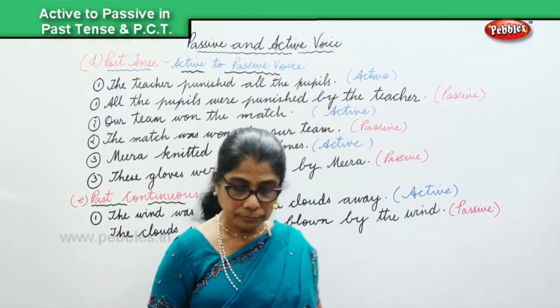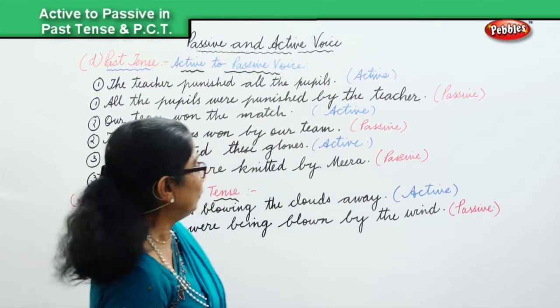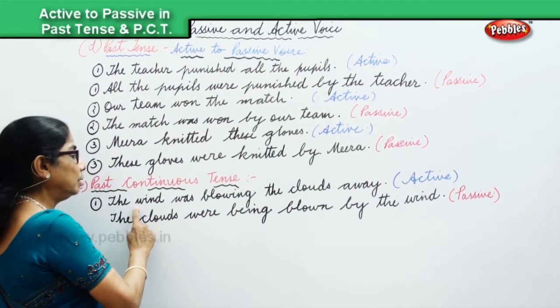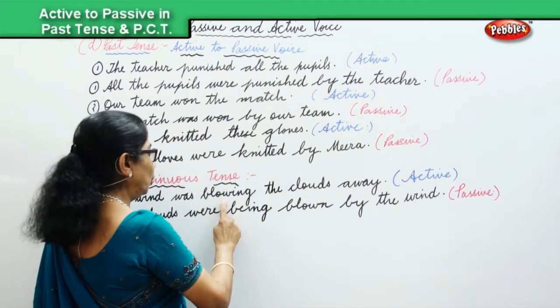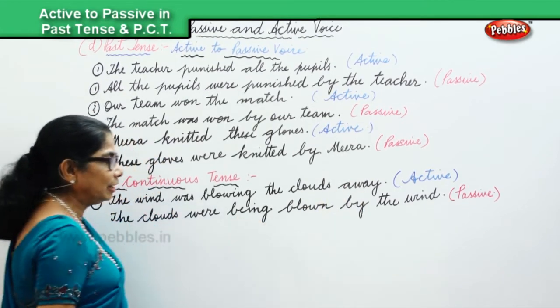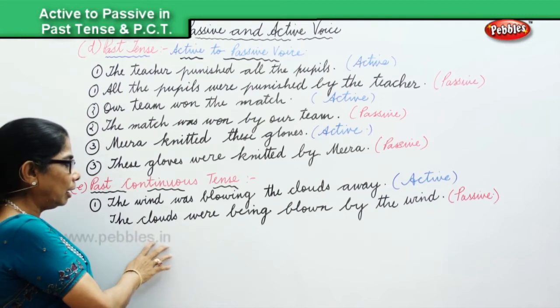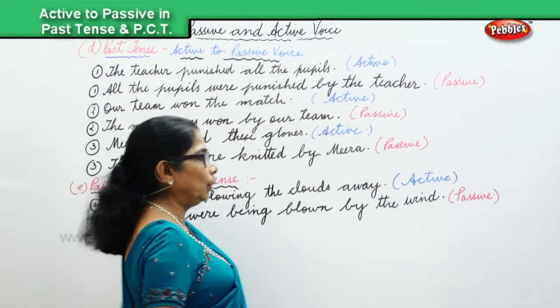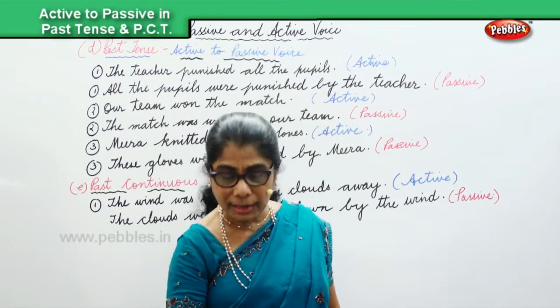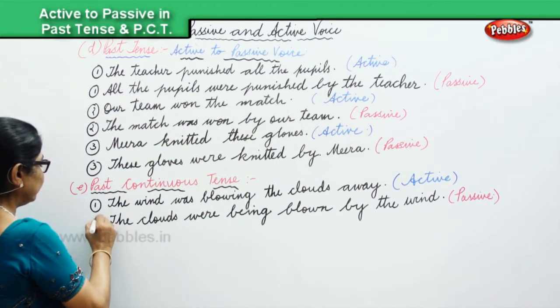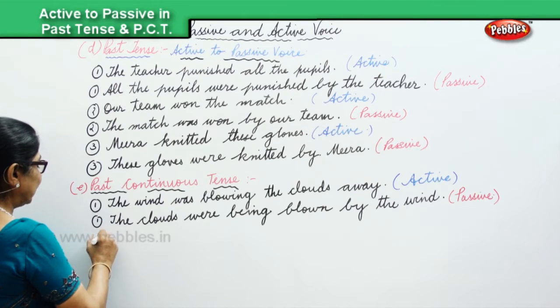Okay. So in the past continuous we have, the wind was blowing the clouds away. That active changes into past continuous, the clouds were being blown by the wind. Another sentence we will do. Second sentence.